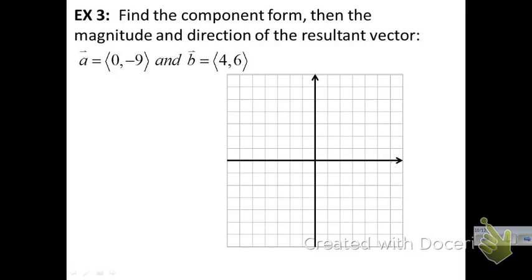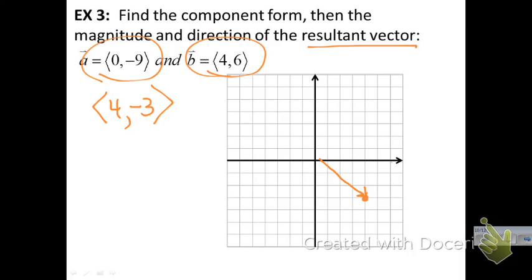Okay, example 3, it wants you to write the component form. We have, or I should say, the resultant vector. So I have 2 vectors. I'm going to go ahead and get the resultant vector. That means you're going to add the vectors together. So 0 plus 4 is 4, and -9 plus 6 is -3. And then we're going to graph this vector by going forward 4 and down 3.